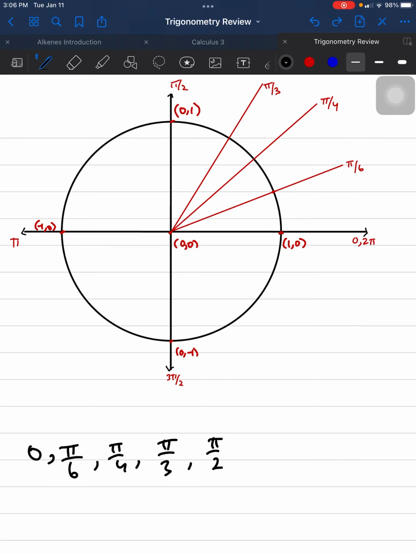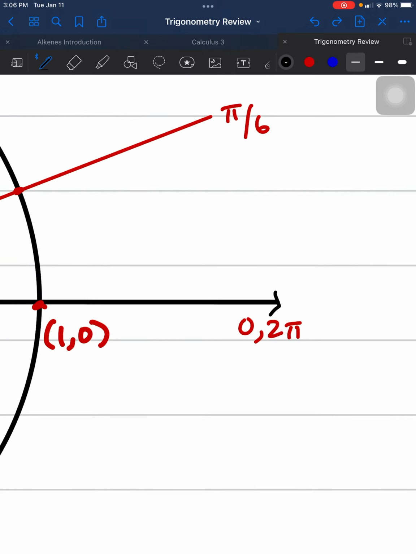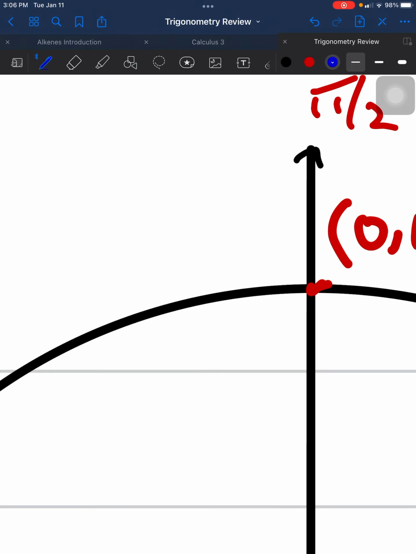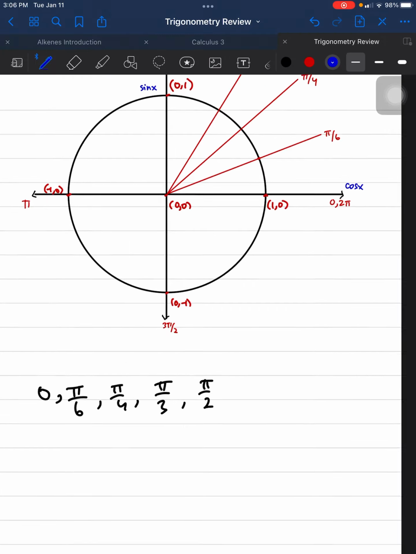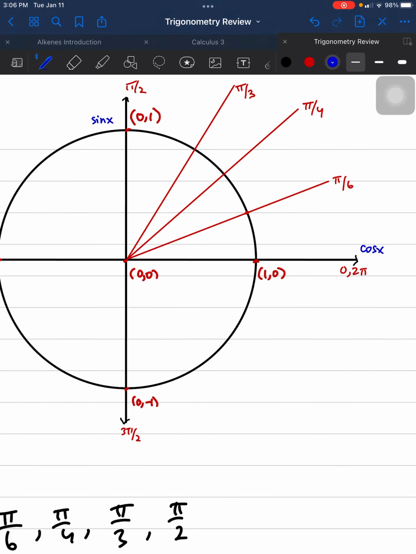Starting off, when we're looking at the unit circle, we have an x-axis and a y-axis. The x values are going to represent cosine x, and the y values are going to represent sine x. So we can look at it like that.